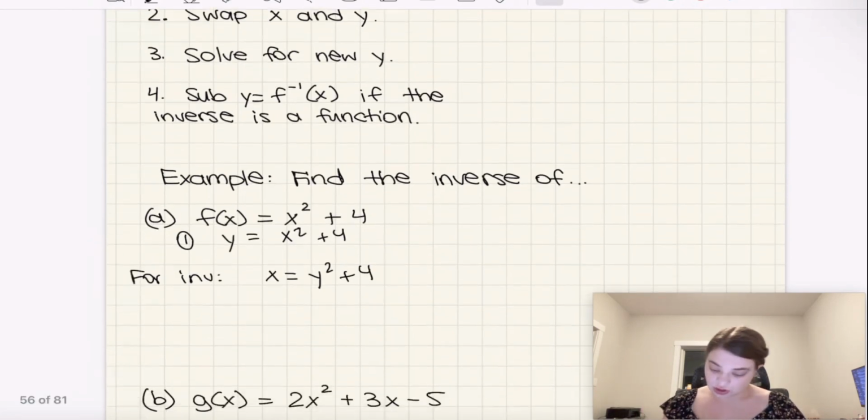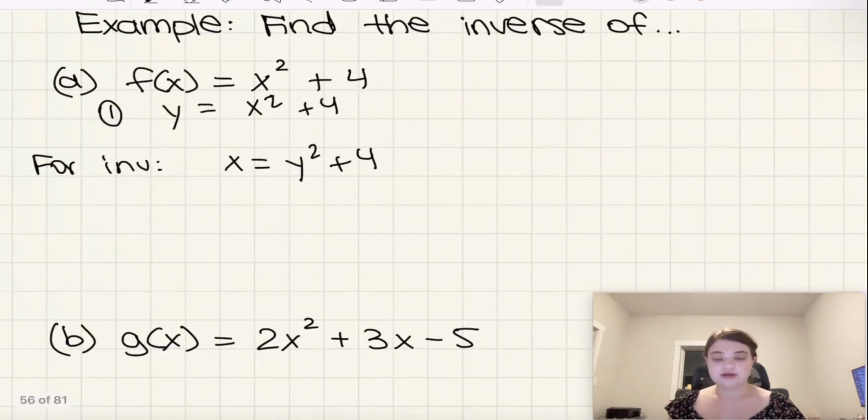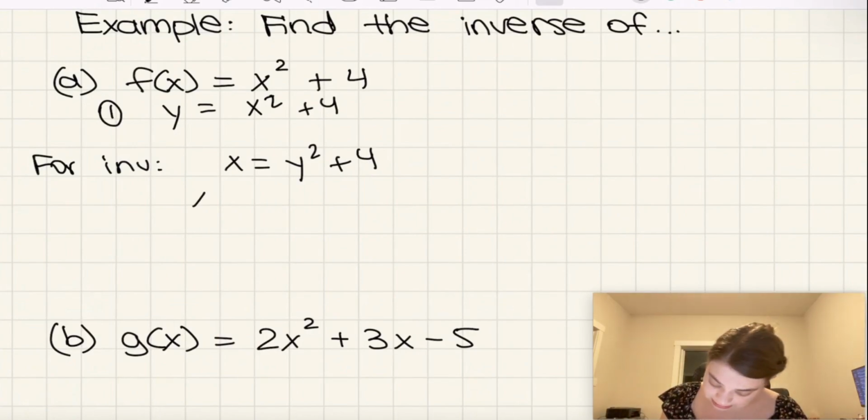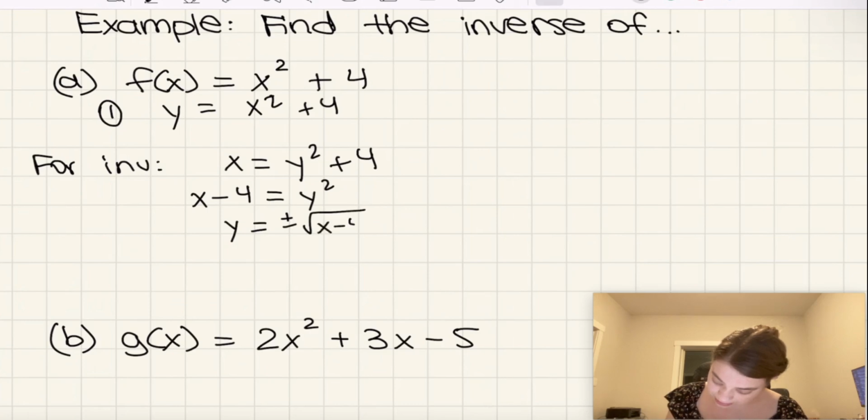Step 3 is to solve for the new y. So I need to isolate the new y. I will start by subtracting 4 from both sides to get x minus 4 is equal to y squared. Then I will take the square root of both sides to get that y is equal to plus or minus the square root of x minus 4. So there we go. We've now isolated y.